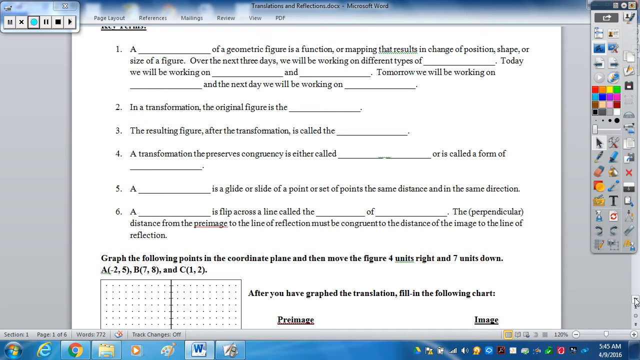So number 1, it says a transformation. So that first blank is a transformation of a geometric figure is a function or mapping that results in a change of position, shape, or size of a figure.